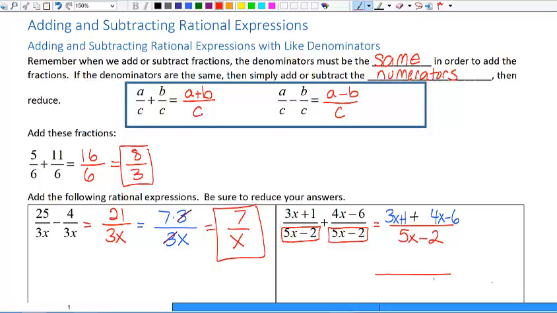The denominator is going to stay the same, and all I'm going to do is combine like terms in the numerator. I have 3x plus 4x is 7x. 1 plus a negative 6 is negative 5. And if that reduced, I would need to reduce it, but it doesn't factor, and there's no common factors that divide out nicely, so that's my final answer.